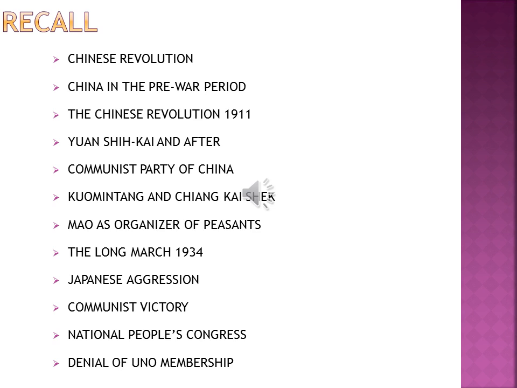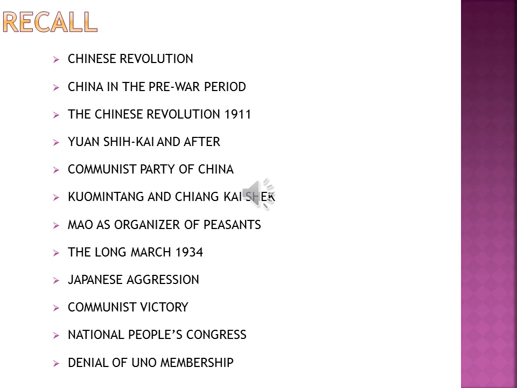At that time, Dr. Sun Yat-sen established a party called the Kuomintang Party. Dr. Sun Yat-sen died in the year 1925. After that, the Kuomintang party came under Chiang Kai-shek. Chiang Kai-shek represented the landlords and capitalists in the Kuomintang party. But Mao Zedong was a staunch follower of communism.